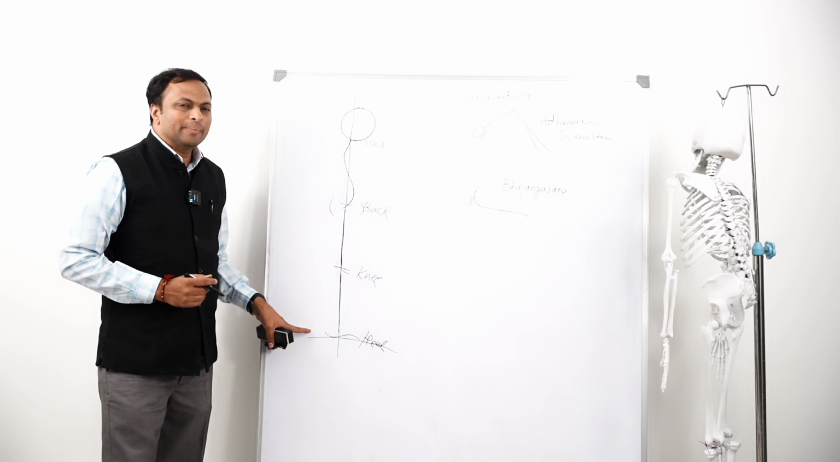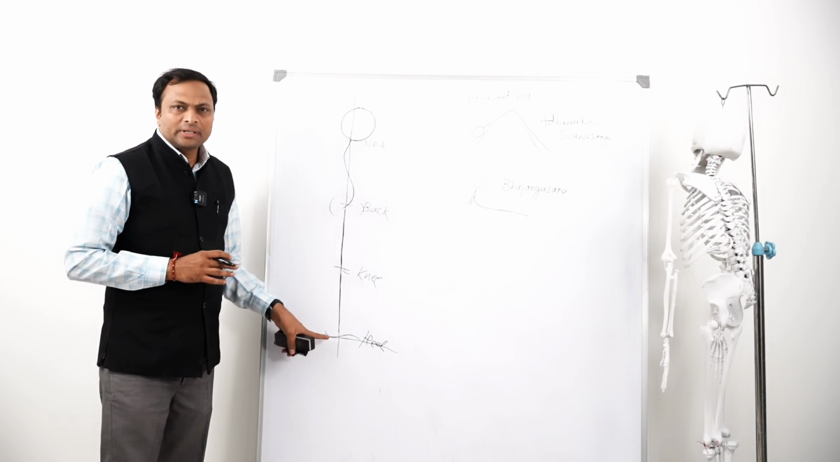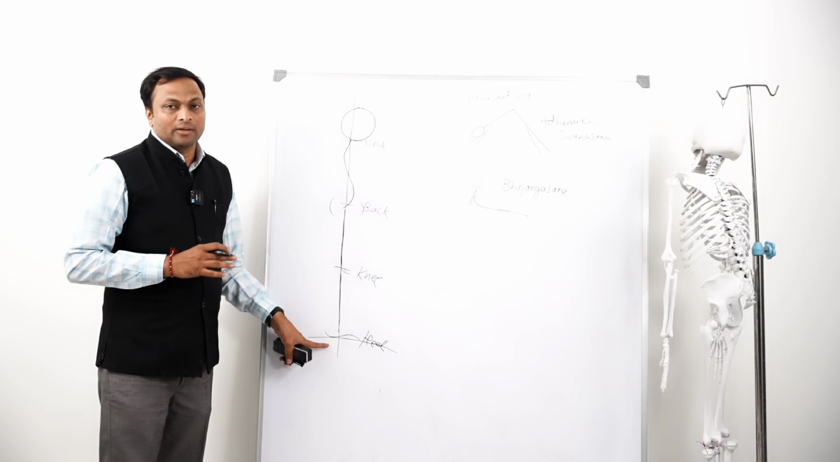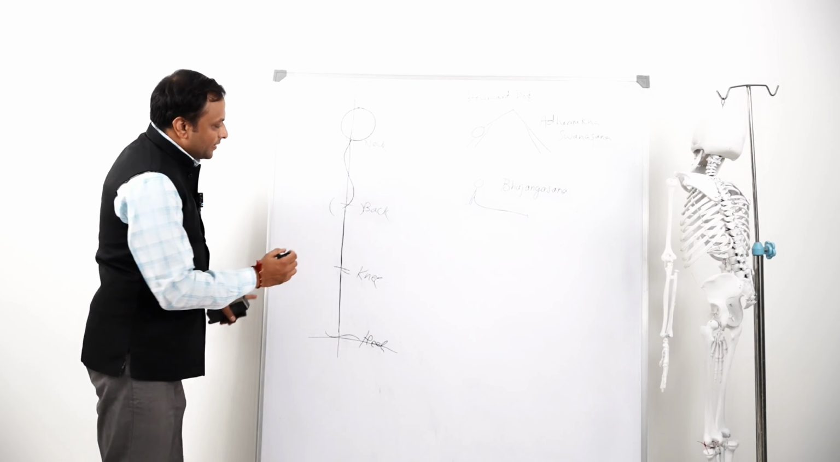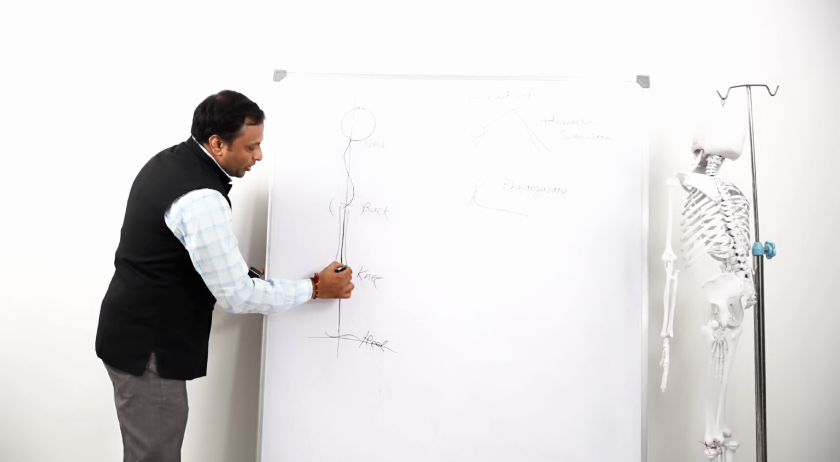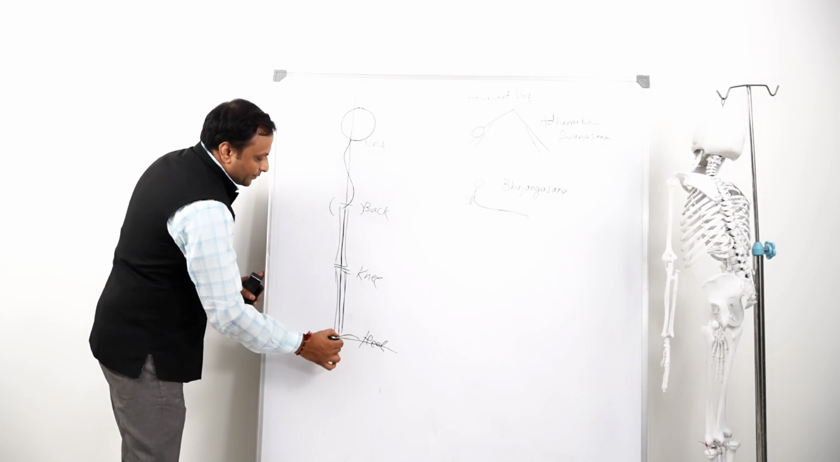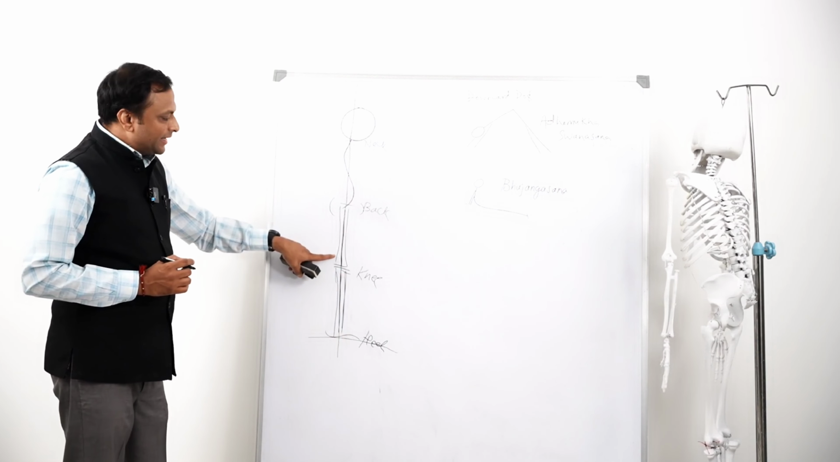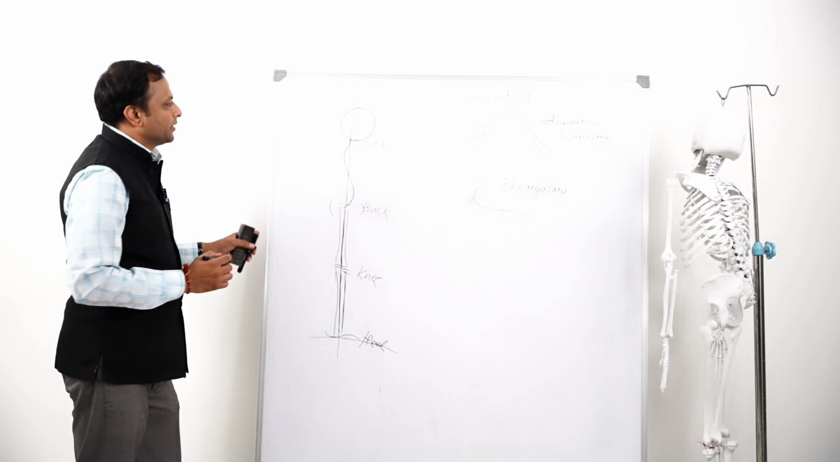So usually 90% of the time you do not have heel pain unless there is a calcaneal spur or fracture or injury or anything like osteoporosis. Usually you do not have heel pain. Knee pain also, unless there is osteoarthritis or rheumatoid arthritis or knee injuries, you do not have knee pain because the knee joint is a strong joint.